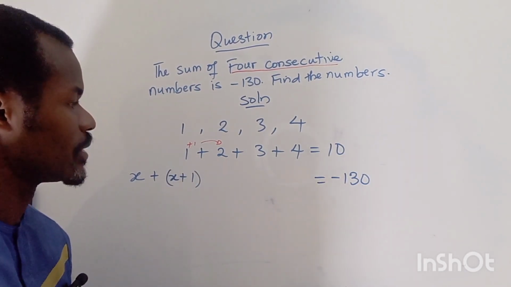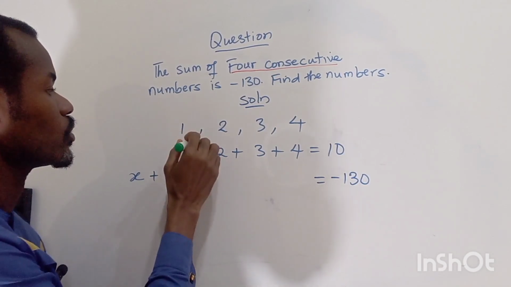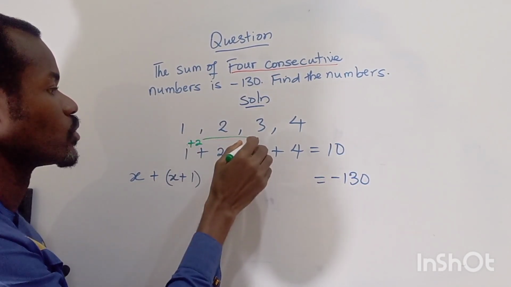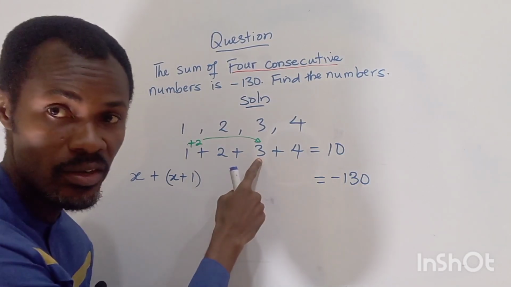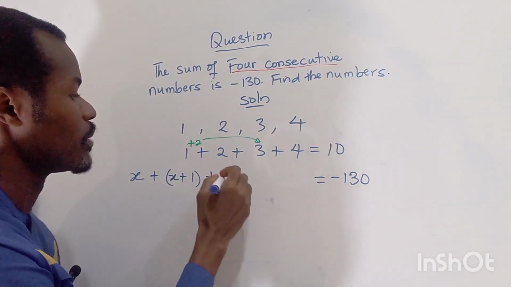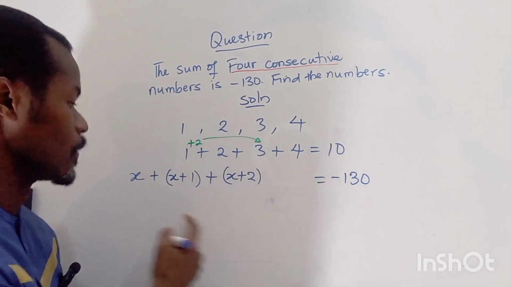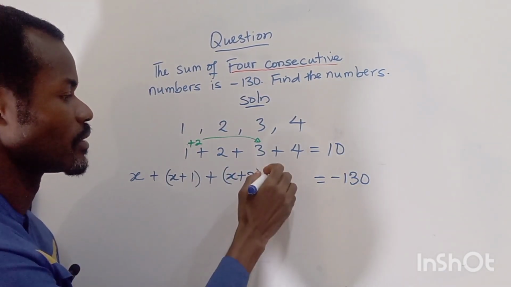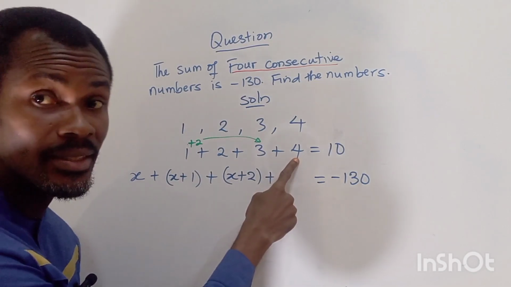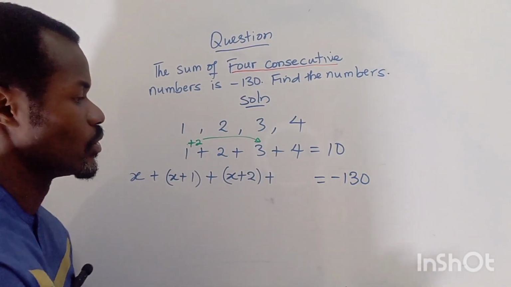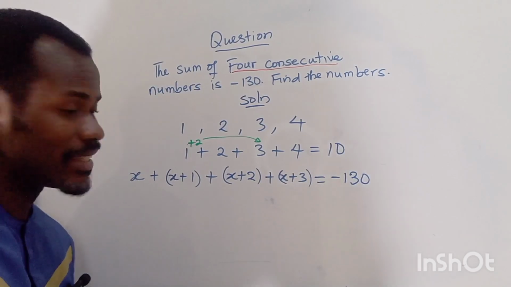Now the question is, what about the third number? What are we going to add? We are going to add 2 to get this number, because 1 plus 2 is going to give us 3. So we have x plus 2. We are following the arrangement. What about the fourth number? What are we going to add to 1 to get to this? I think we are going to add 3. So here is going to be x plus 3.